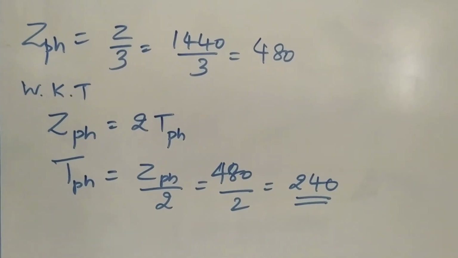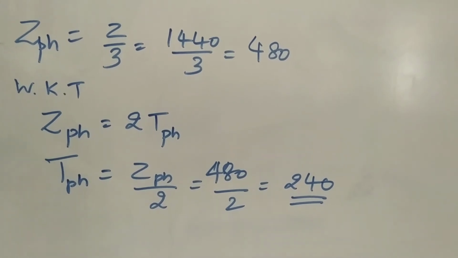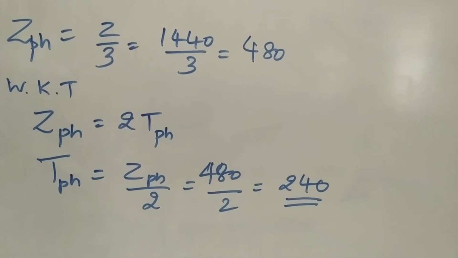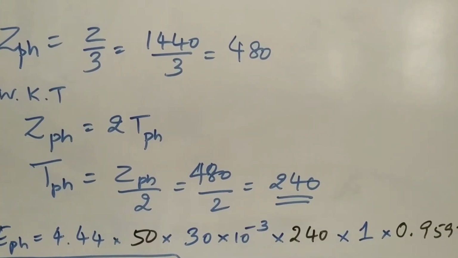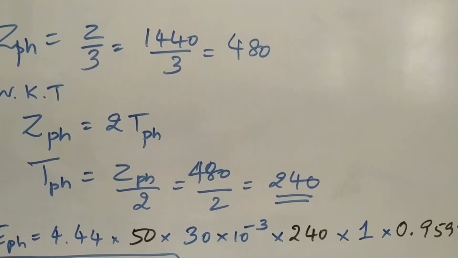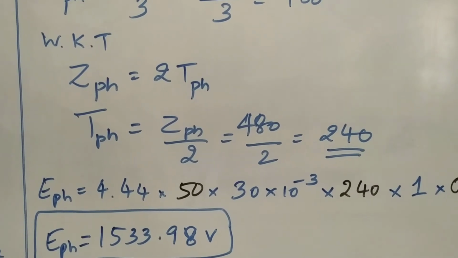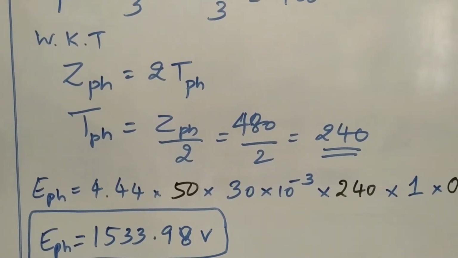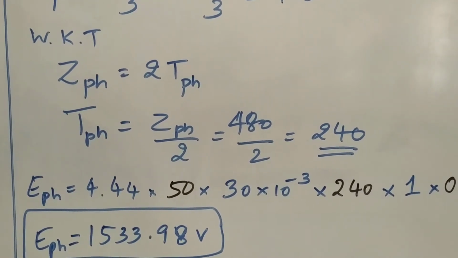Now let us substitute all these values. We have found all the parameters related with the EMF equation. So let us substitute these parameters into the EMF equation. After substituting the values, we get the EMF per phase as 1533.98 volts.